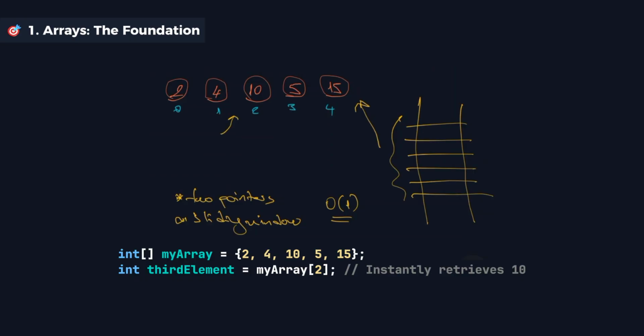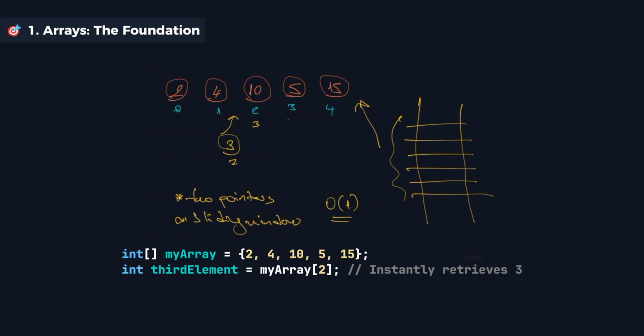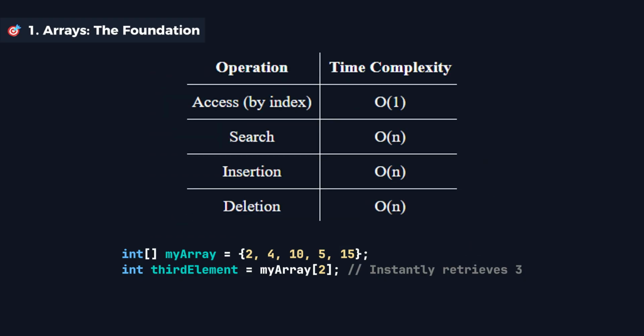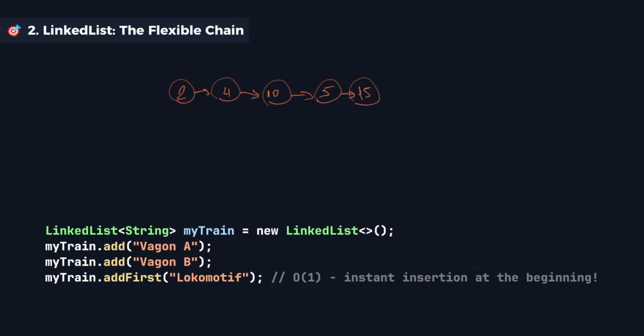For example, imagine we want to insert a new element into the middle of this array. To make space, we have to shift every subsequent element one position to the right. This is an O(n) operation, and it becomes very expensive as the array gets larger. The time complexity of access for an array is O(1), but search, insertion, and deletion are O(n). It's linear time complexity.